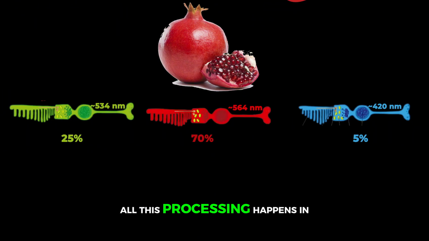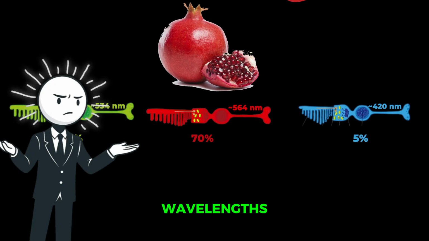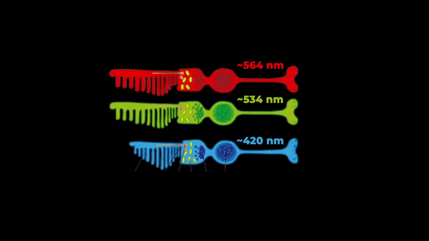All this processing happens in your brain. If your brain decided that these same percentages correspond to blue, it would make it blue, it doesn't matter. In the end, it depends on how your brain processes these ratios and how sensitive each sensor is to different wavelengths. Okay, good. Now we know that all the sensors in your eyes respond to wavelengths differently, and that's what gives color in your brain.